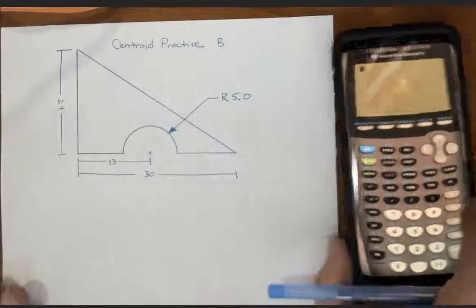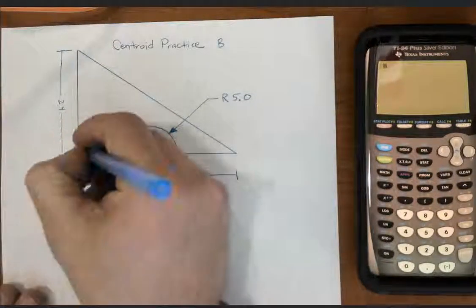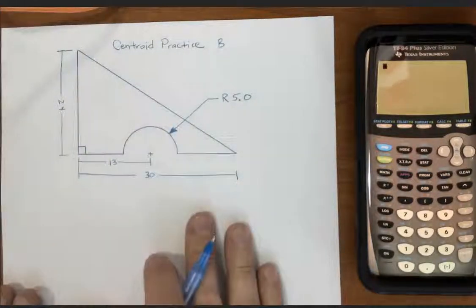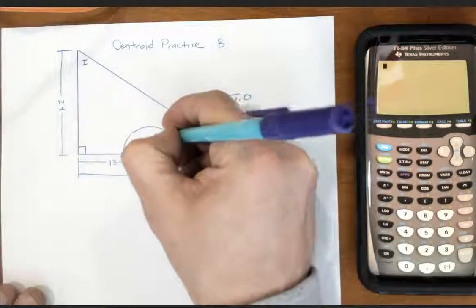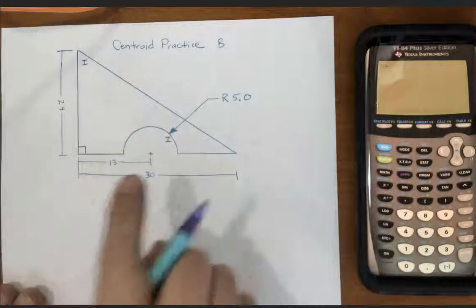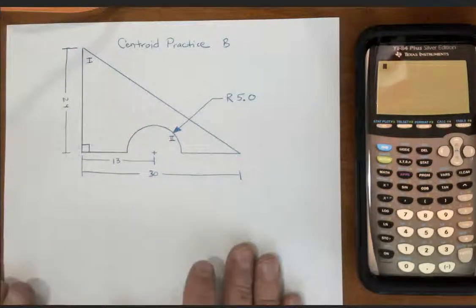So first off, I think you can see that we have a right triangle. I'll call the triangle region 1, and I will call this semicircle region 2. Now what's different is that the semicircle is a cutaway, and we didn't do that yesterday in class. That's why I wanted to have you see another example.